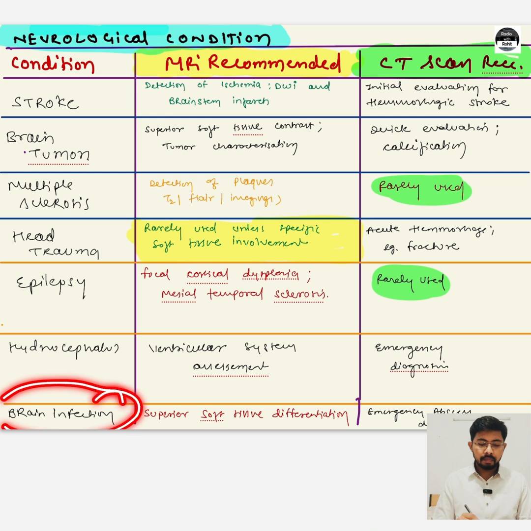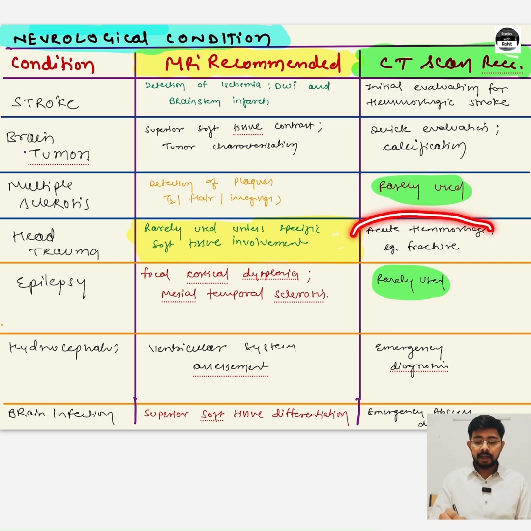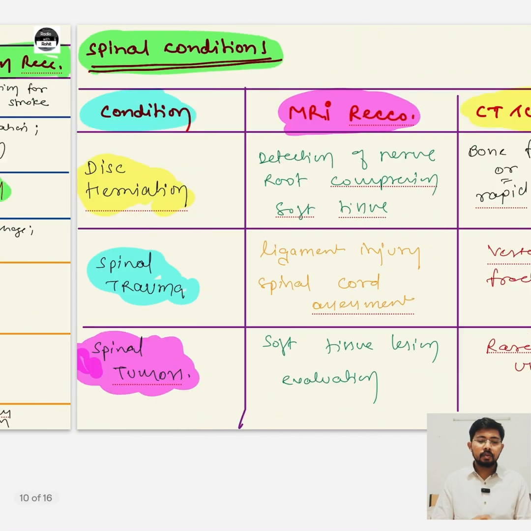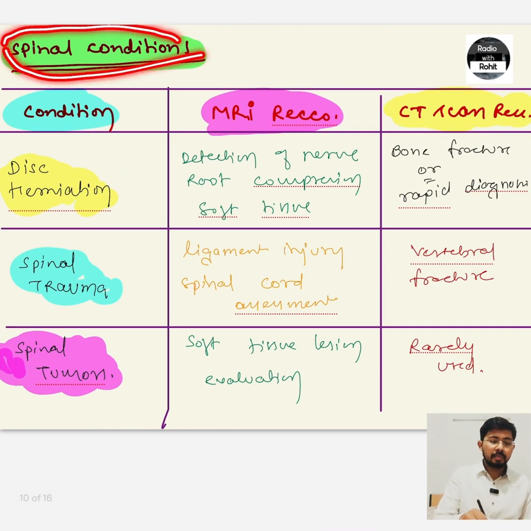For any infection of the brain, we should prefer the MRI, but in emergency abscess detection, we should prefer the CT scan. So, CT scan has no role in multiple sclerosis or the epilepsy protocol. It has a limited role in acute conditions like acute hemorrhage and fracture, and emergency conditions like abscess or hydrocephalus. So, next up are the spinal conditions.